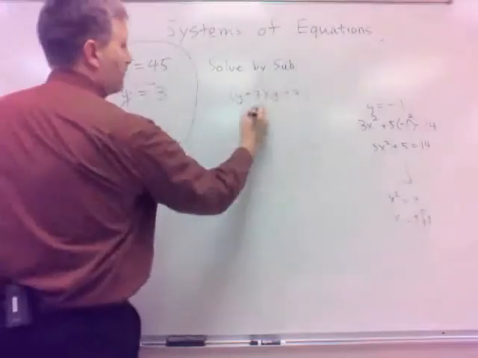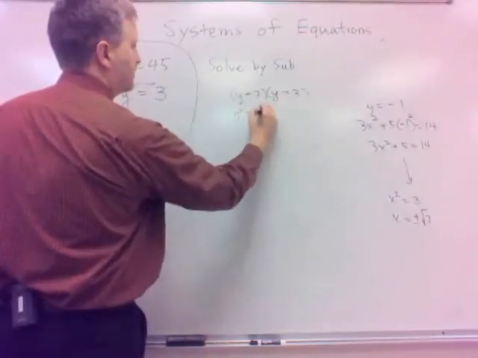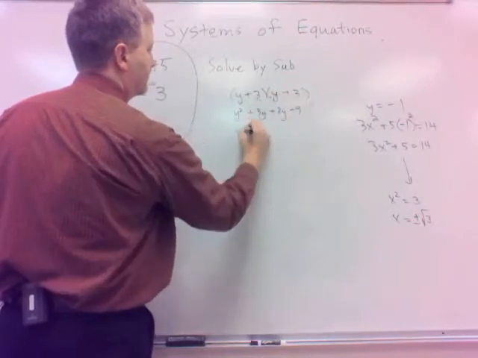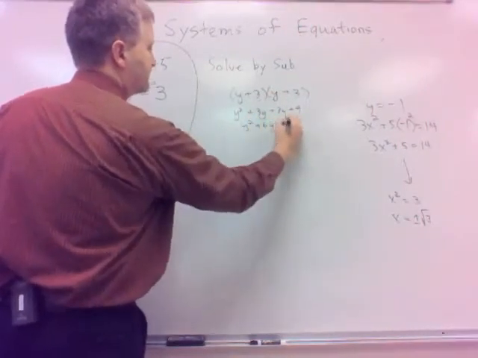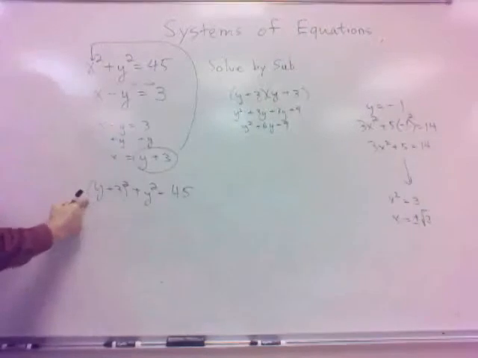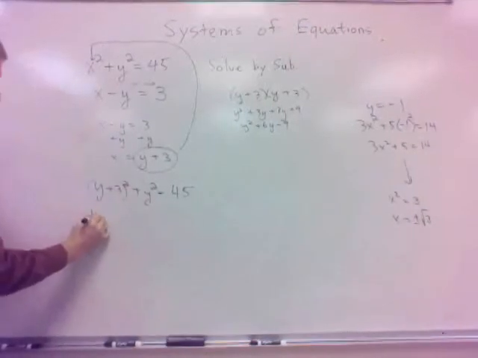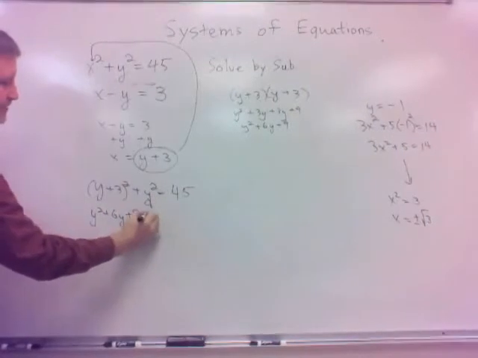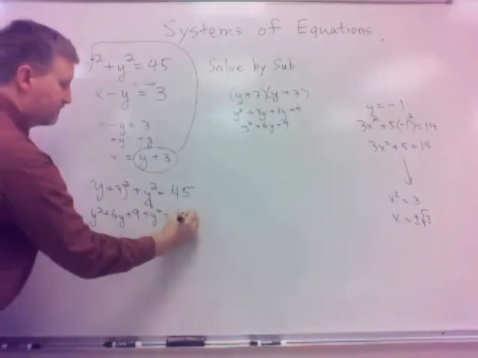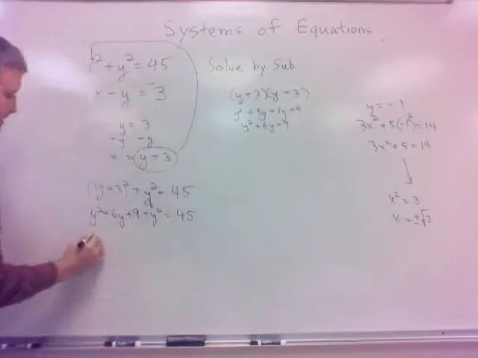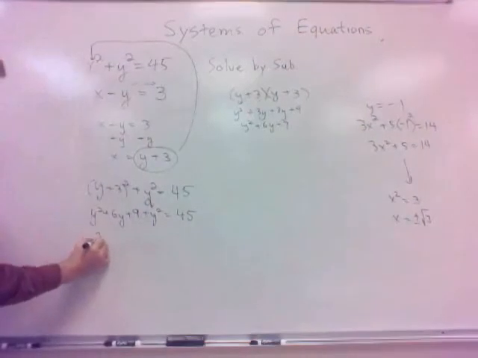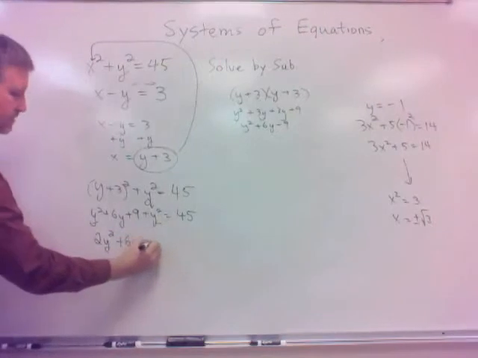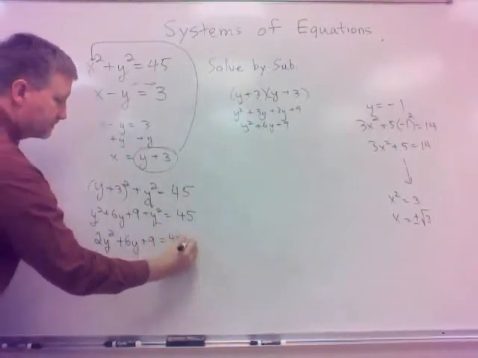Foil that out, y and y is y squared. 3 times y is 3y. 3 times y is 3y. 3 and 3 is 9. So I get y squared plus 6y plus 9. That's what y plus 3 squared is. Now don't forget the other plus y squared there. That equals 45. So here I have, what, 2y squared. So I got a y squared and a y squared, plus 6y plus 9 equals 45.